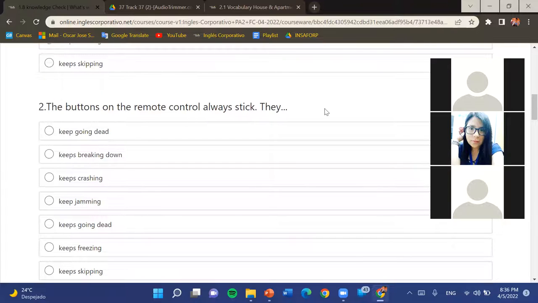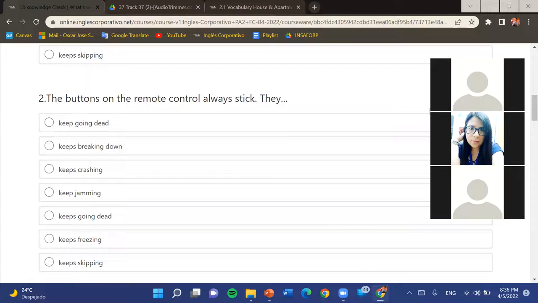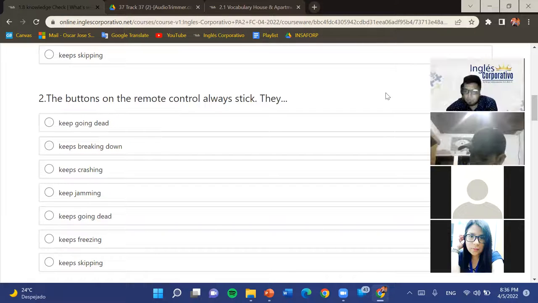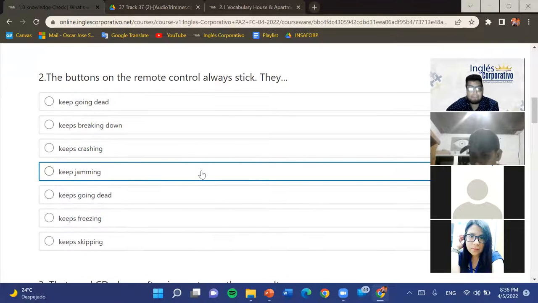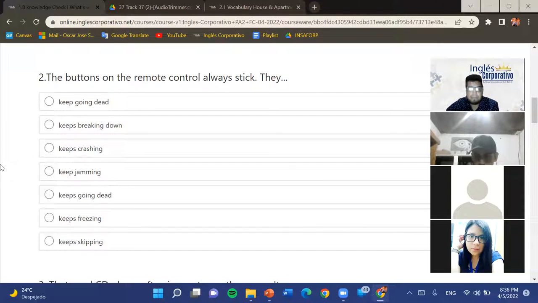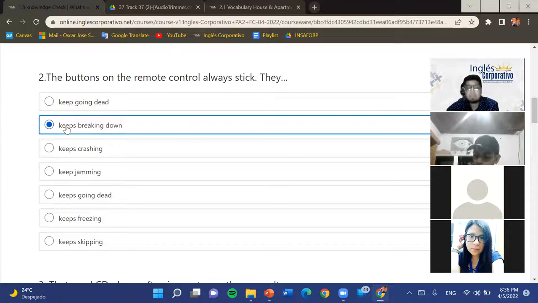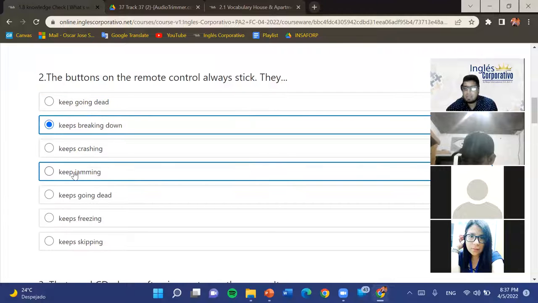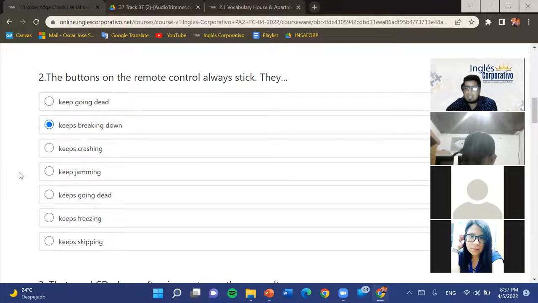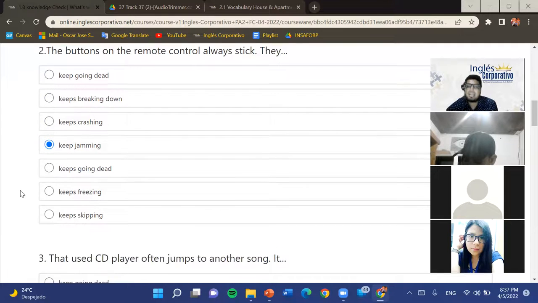How about number two? The buttons in the remote control always stick. They, what will be the proper one, Melissa? Or the one you will pick? Maybe breaking down. Okay, keeps breaking down. Here I'm going to give you a clue. Aquí tenemos el pronombre they, ¿sí? They. And when we use keeps, remember that keeps is going to go with singulars. Yes. So it has to be a keep. So we only have two keep: keep going dead or keep jamming? Keep jamming. Keep jamming. All right. So we're going to take that one.